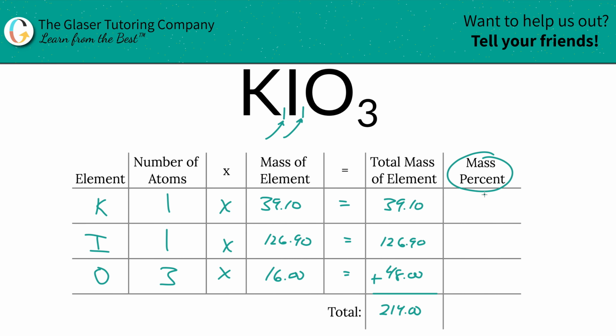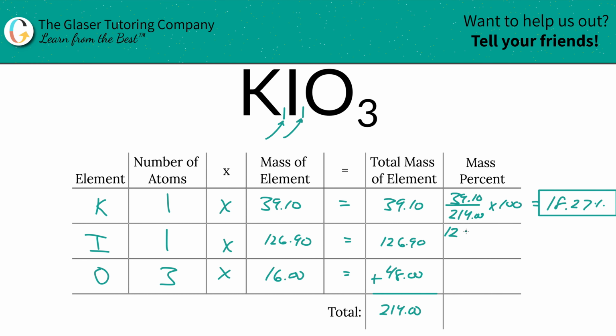Bam. So to find the mass percent, the percent composition of, let's say, potassium, we're going to take the total amount of potassium here, 39.10, and we're simply going to divide it by the total mass of the entire compound. So that's 214 units of mass. Don't worry about the units because the units are all going to cancel. But then we got to multiply that by 100. It's a simple percent calculation. Part over whole times 100. All right. And when we calculate that out, we're going to get about 18.27%.